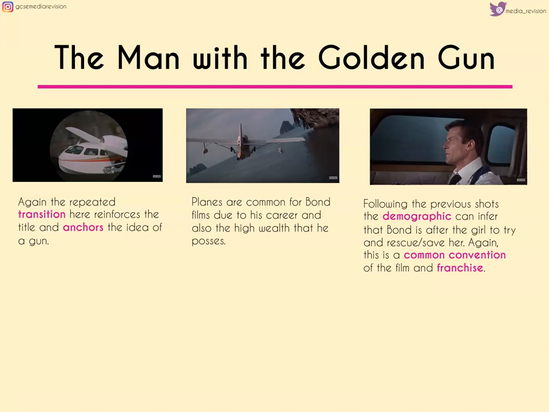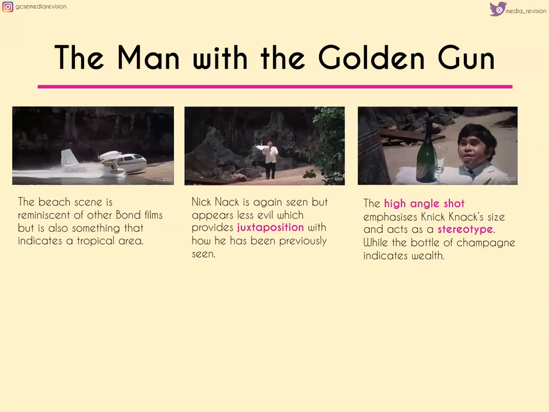Now we have again that repeated transition which reinforces the title. It also echoes the idea and anchors the idea that there is a gun involved here, as we see in the title. Planes again, very common for Bond due to his career, also the high wealth that he possesses. And following the previous shots, we can infer that he's after the girl because he's trying to rescue or save her. And again, this is a common convention of both the film and the franchise as a whole.